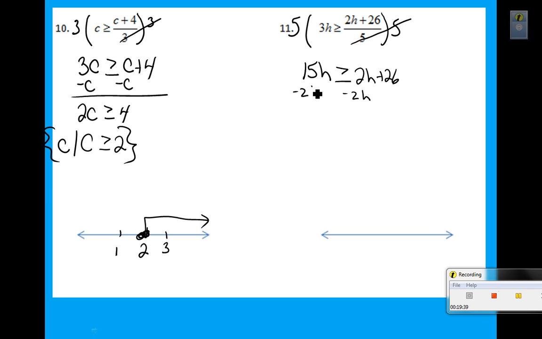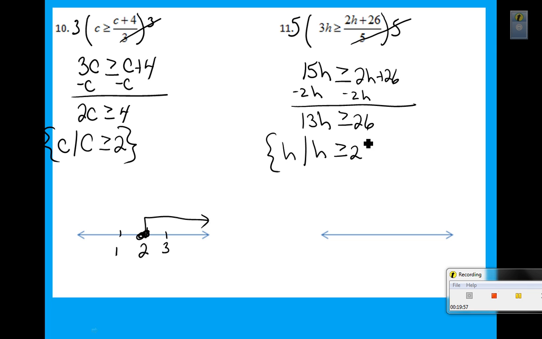I'm going to subtract 2h from both sides. So I've got 13h is greater than or equal to 26. Divide both sides by 13. So I got h is greater than or equal to 2. Set builder notation, h such that h is greater than or equal to 2. When I come down here, 2, close dot, and greater than, so I'm going to the right. And I know that 2 is between 1 and 3.